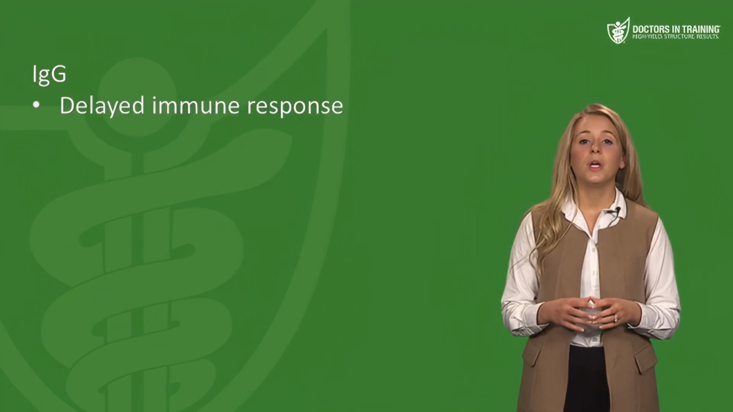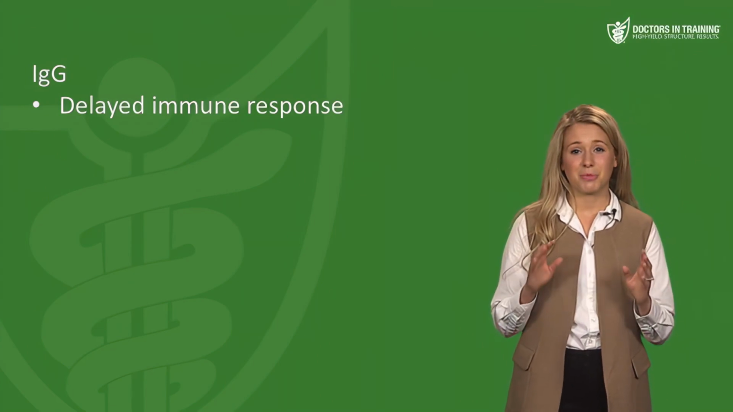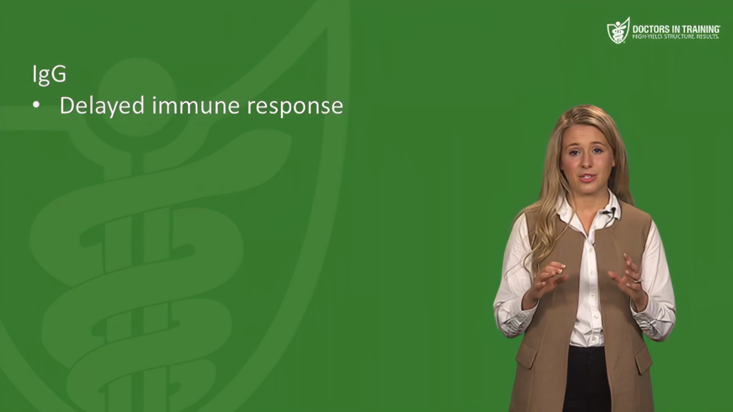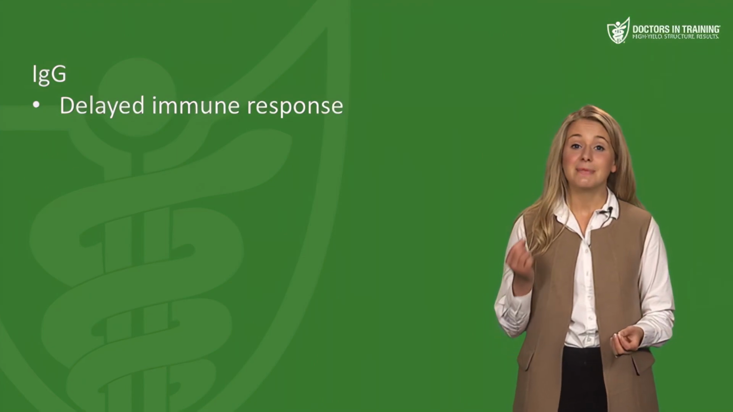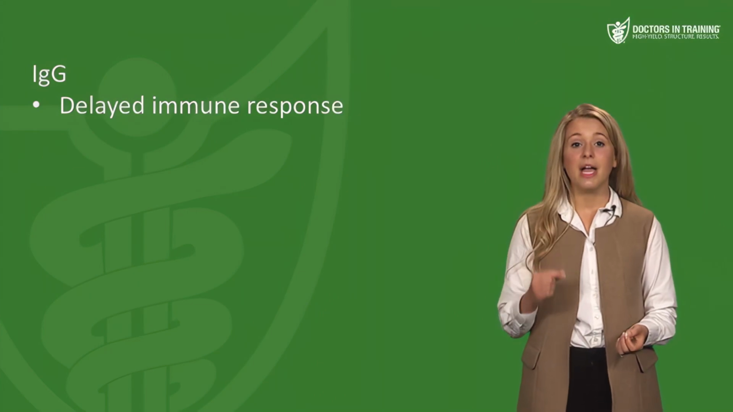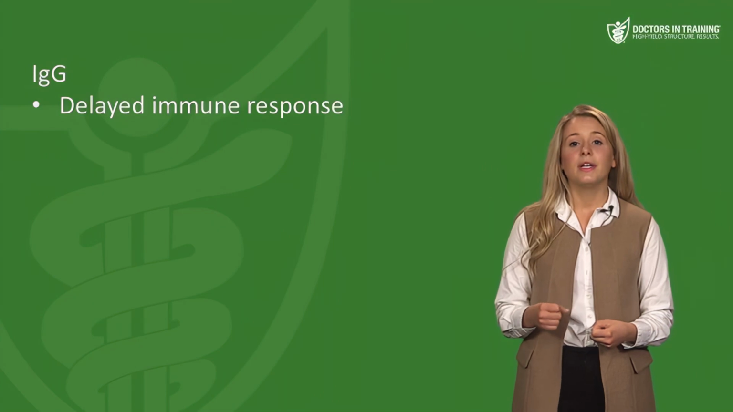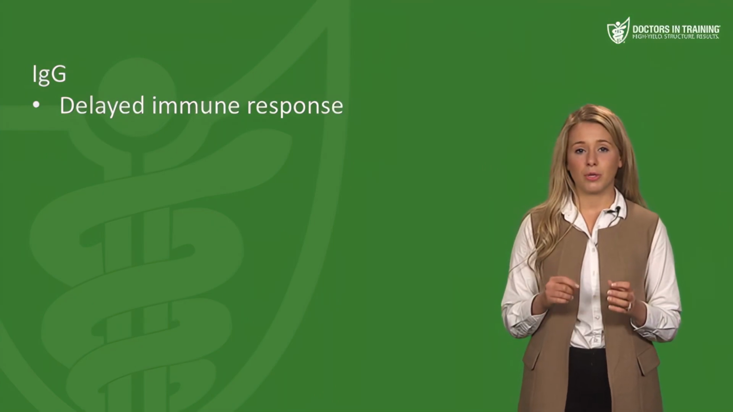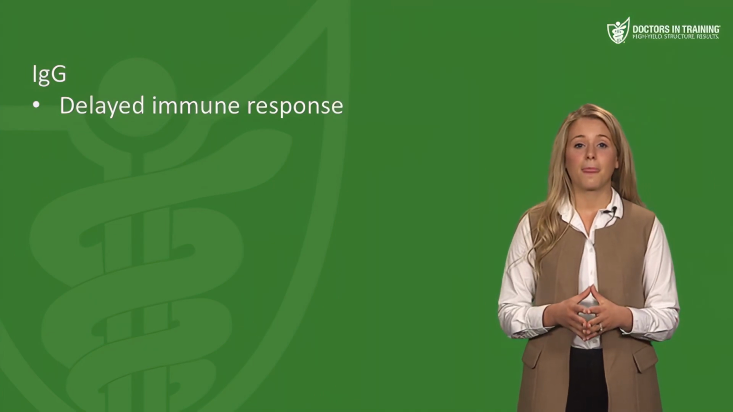When you encounter an antigen for the first time, you don't have any plasma cells primed to make the antibodies against that antigen. It takes weeks to develop a population of B cells that make that specific antibody idiotype and convert them to plasma cells and start cranking out that antibody. That's why IgG is so important in the secondary immune response, or delayed immune response.